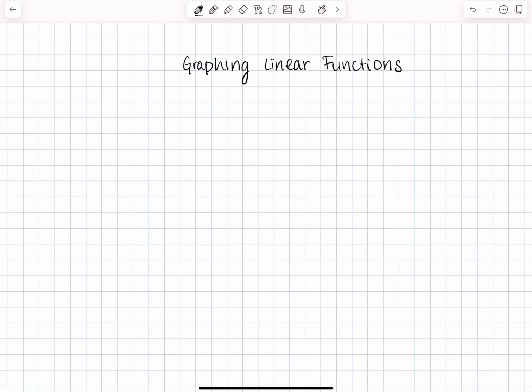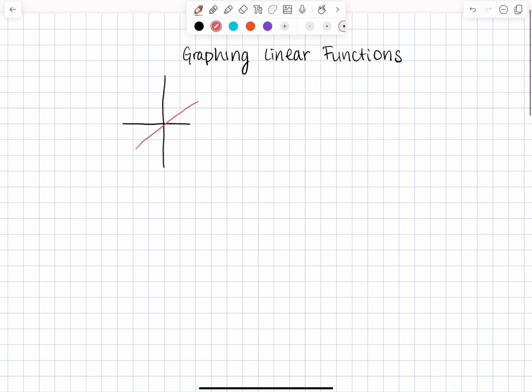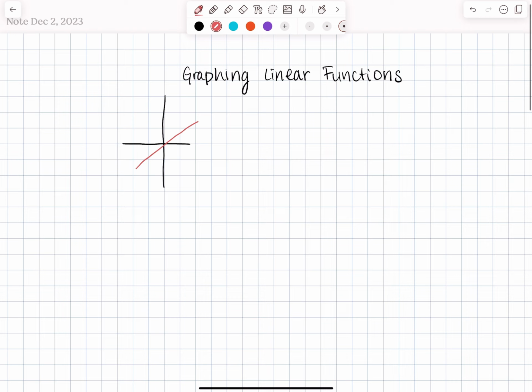Hey guys, in this video we're going to be learning how to graph linear functions. Linear is when you have a graph and the function is just a straight line. It could be in this direction, or up here, or kind of just a straight line. Those are linear functions. So when we're graphing linear functions, we have to know about something called slope form.